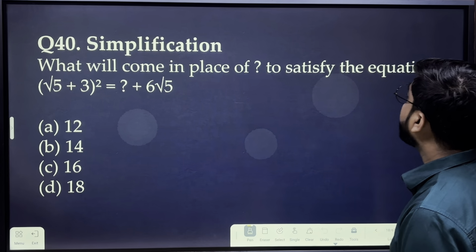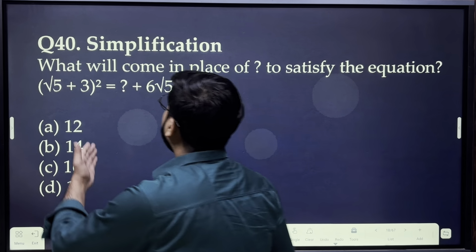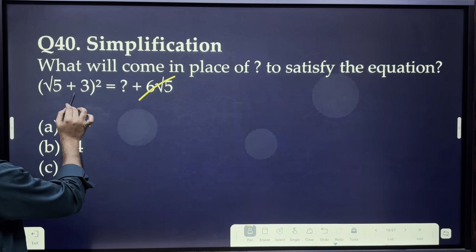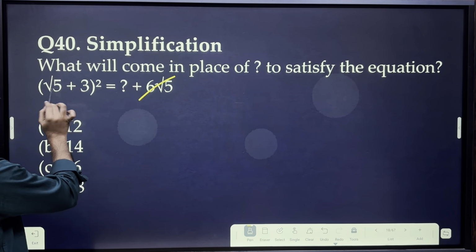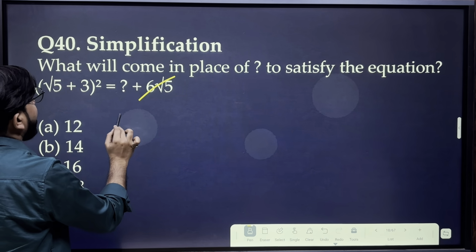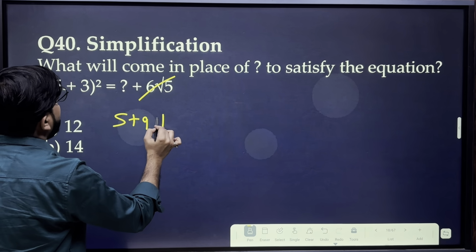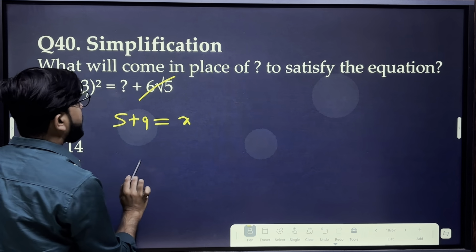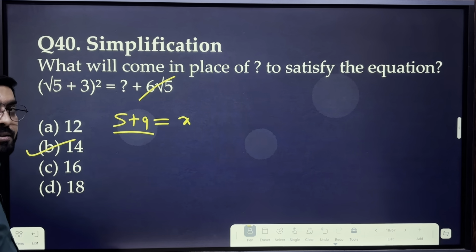What will come in the place of this? How are you going to solve this? You know that this will be deducted. Why? Because 2ab, it means 6 root 5. This will be deducted. So don't think of it, just think a square plus b square. A square plus b square is equal to x. Simple. So 5 plus 9, 14 is the answer.